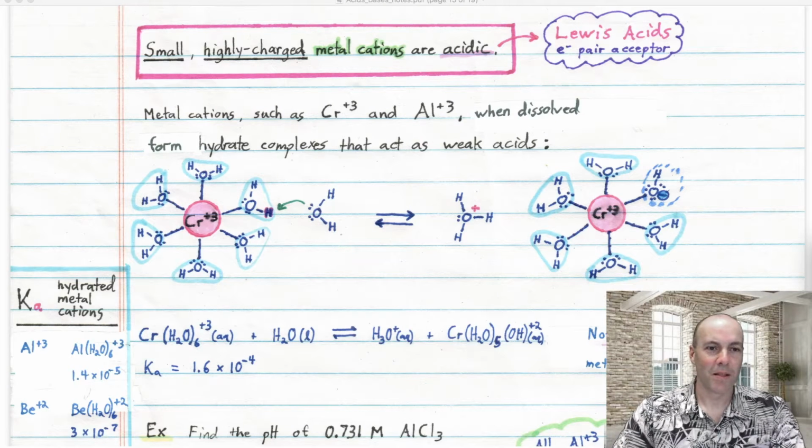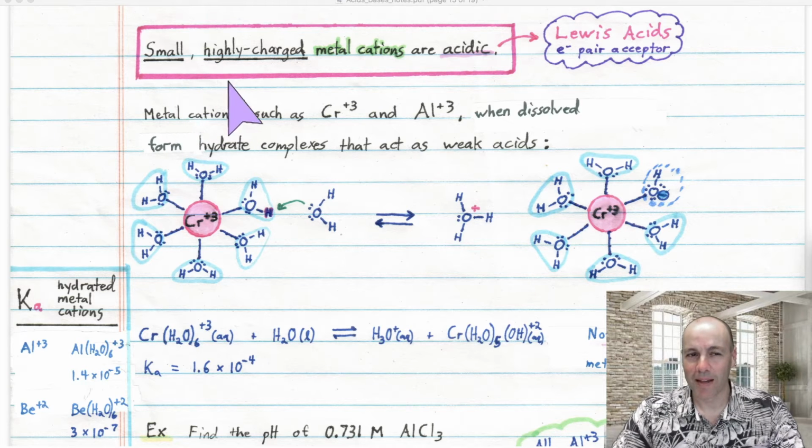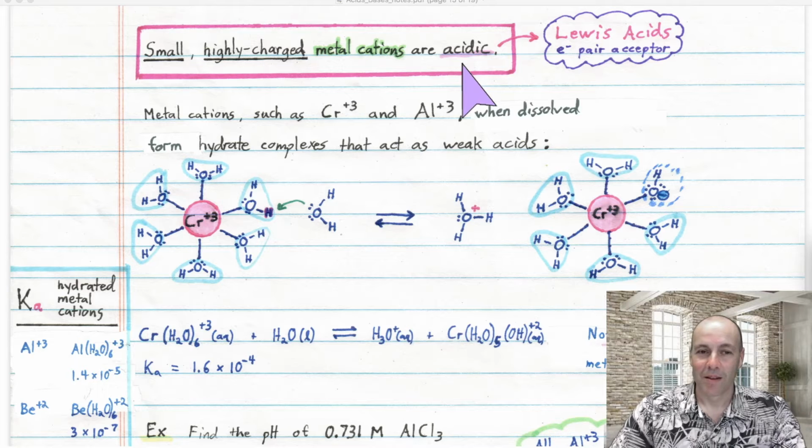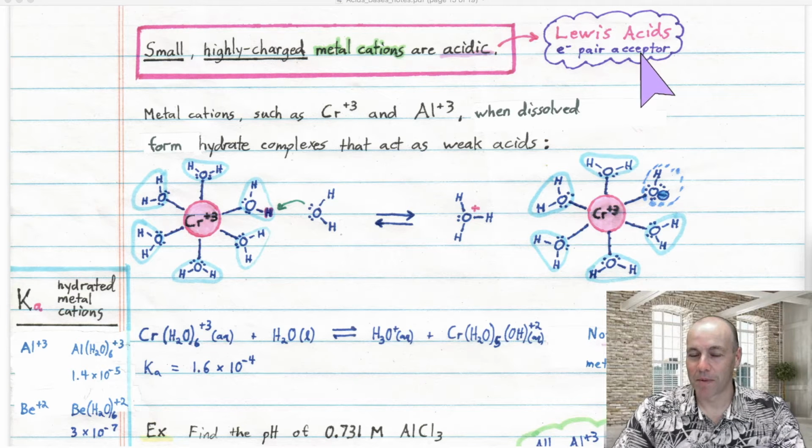Aloha! In this 8th lecture in our Acids and Bases series, we discuss metal cations and their ability to act as weak acids. It's the small, highly charged metal cations which are the most acidic, and what they are doing is they're acting as Lewis acids, which are electron pair acceptors. But it's interesting how they work.